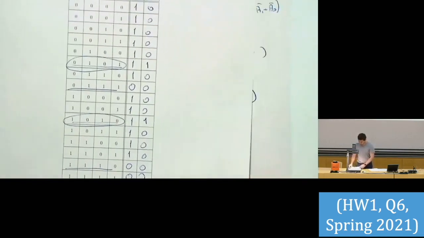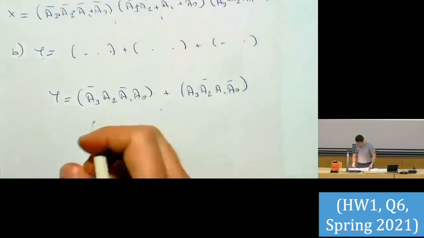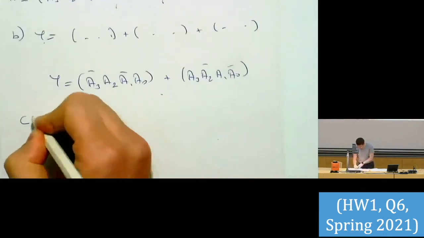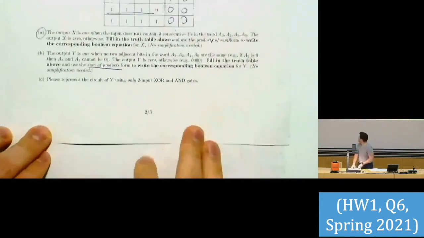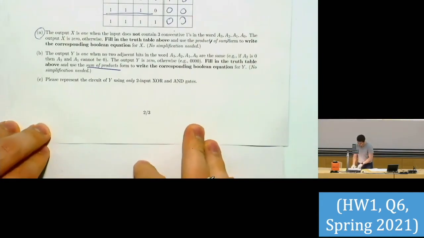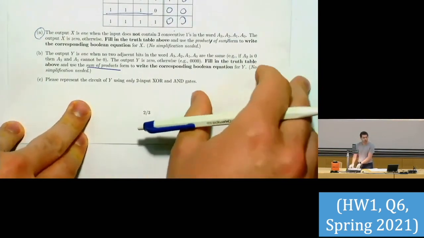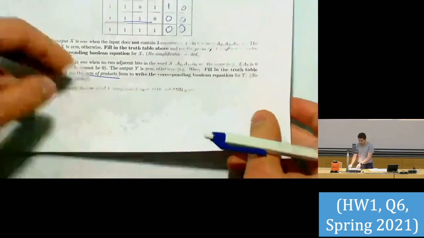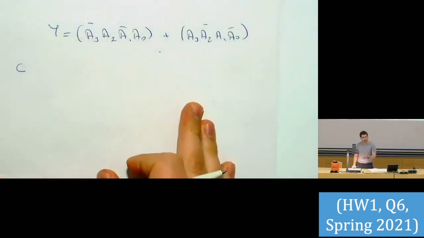So I think there's no question related to that. So for C, it says, please represent the circuit of Y using only 2 input XORs and AND gates. I'll write the circuit in a very intuitive way, and also I'll show you the equation later.